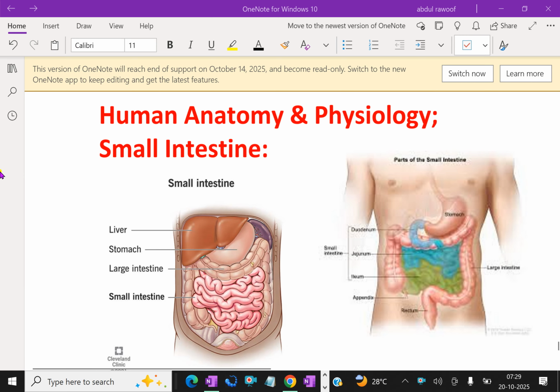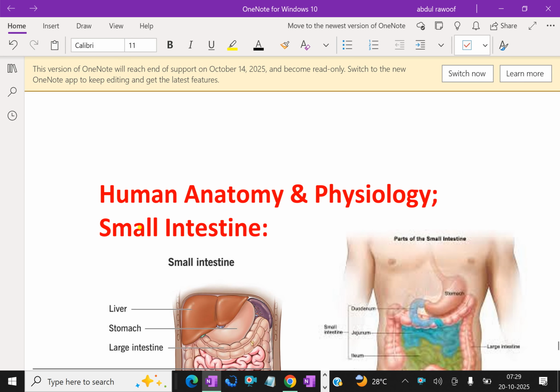In human anatomy and physiology, let us discuss the small intestine. Your small intestine, that is, the small bowel, is an organ in your gastrointestinal tract and is part of your digestive system. It breaks down food and fluid to absorb nutrients and water. More than 90% of the nutrients and water your body receives from food comes from the digestive processes that your small intestine drives.